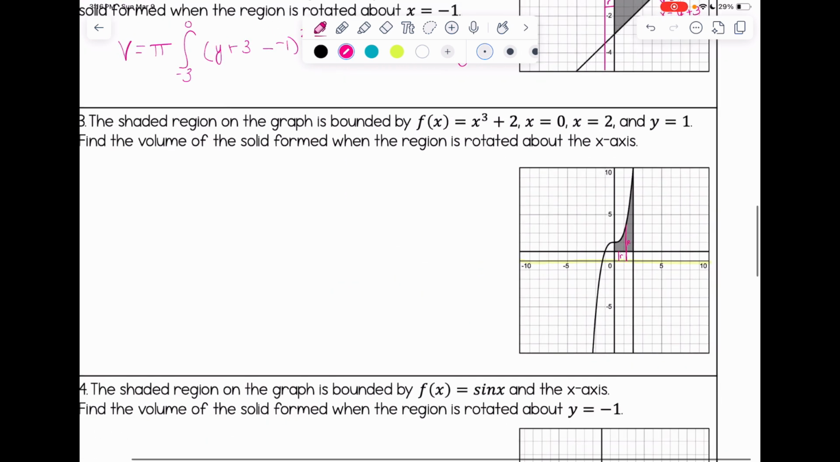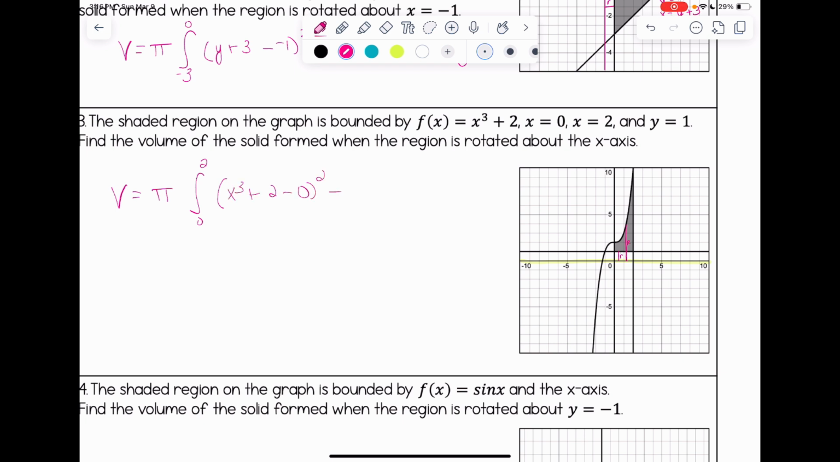And now we're going to set that up. So volume equals pi. Our bounds of the definite integral are the x values, so 0 and 2. For big radius, it's x cubed plus 2 minus 0, and then squared, minus, for the little radius, it was 1 minus 0 squared dx. Now, I've already gone ahead and I have plugged this in my calculator in order to evaluate this, and I got for my volume that it was 126.561.